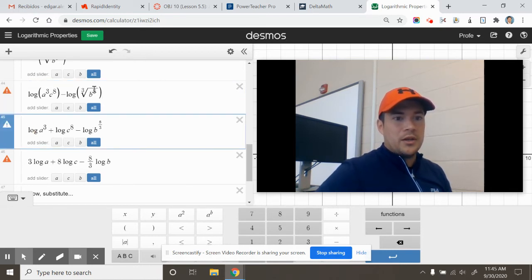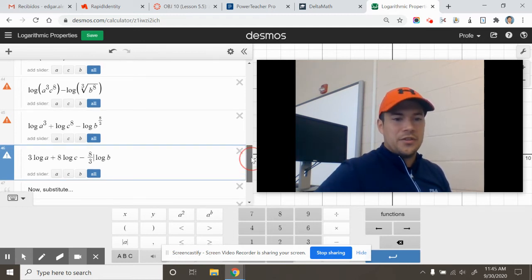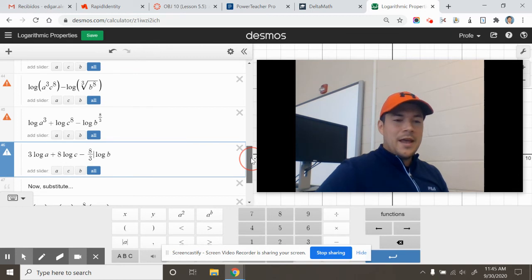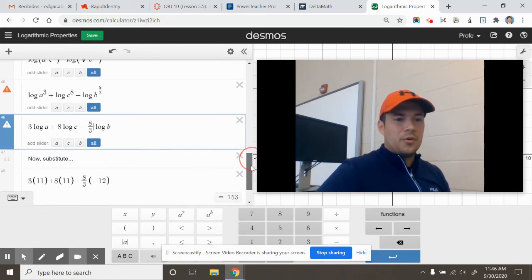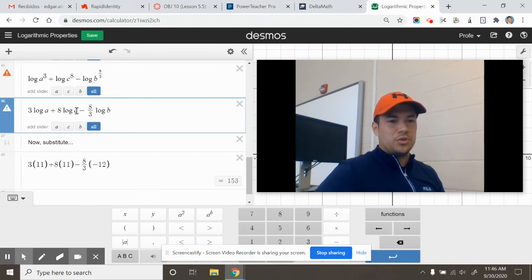I'm going to go ahead and write the cube root of b to the 8th as b to the 8/3. And then I'm going to use the power property to move my 3 as a coefficient, my 8 as a coefficient, and my 8/3 as a coefficient. So I end up with 3 log of A plus 8 log of C minus 8/3 log of B. All right. Now, at this point, remember, I was told that the log of A was 11, the log of B was equal to -12, and the log of C was equal to 11.